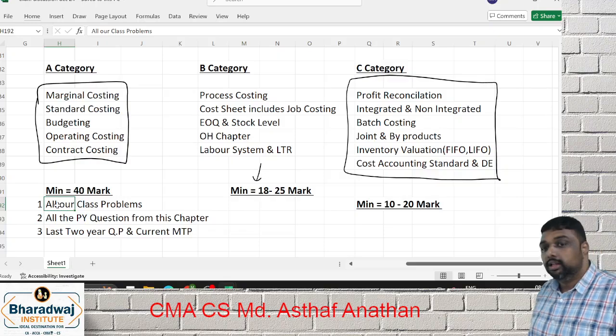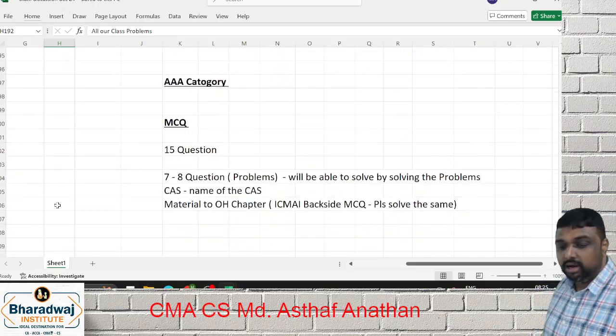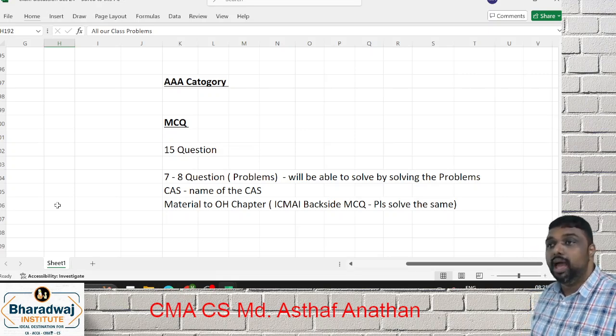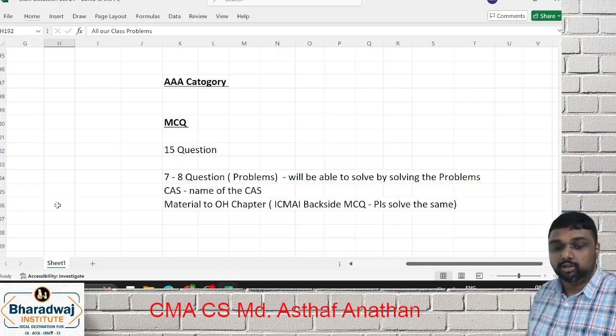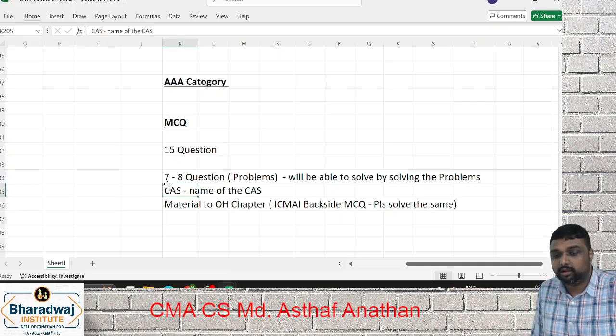When it comes to A category, you can do additional practice in these kinds of areas. Are you clear? Apart from that, I have given you a triple A category, which is what? MCQ. MCQ you have to prepare very well. If you are able to score in MCQ, then 30 marks you can get. So that is very important. So 7 to 8 questions will be MCQ, and 7 to 8 questions will be by solving problems.